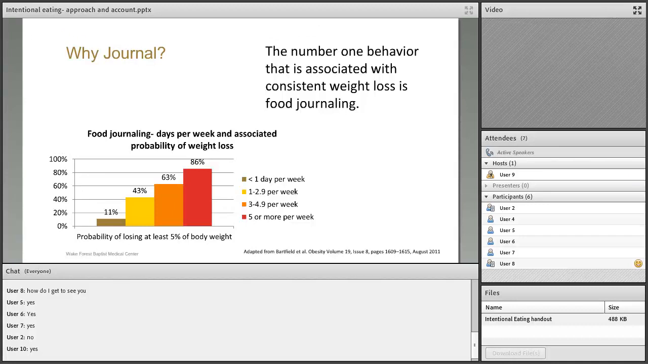1 to 3 days, or 1 to 2.9 days per week. You cut that probability in half, right? So you go from 43% to 86% just by increasing the number of days that you write down what you're eating. I'm not saying that's causal, but it's a pretty strong association, and that's not the only study that's ever shown that. Our study was very consistent with lots of other studies that have done very similar analyses.